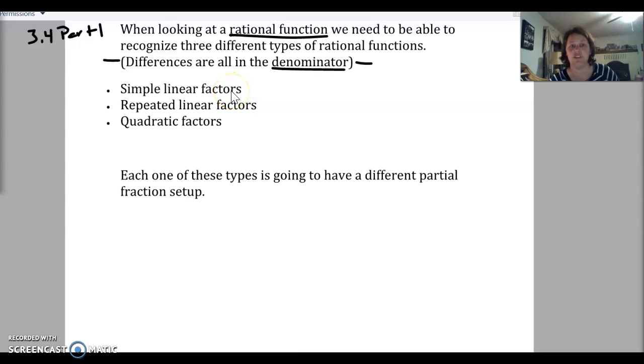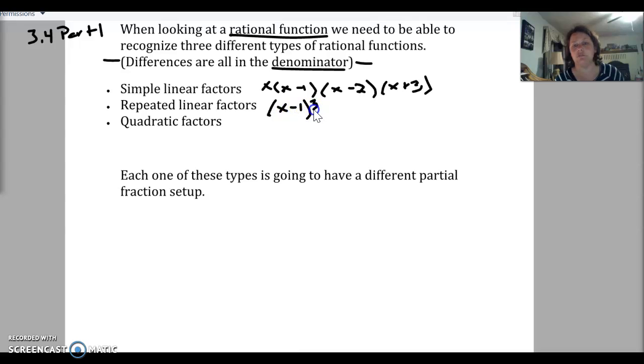So we are going to look for simple linear factors. The example that we just did, they were all simple linear factors. So an example of that would be x minus 1, x minus 2, x minus 3, x plus 3, we'll change it up a little, and then an x. Okay, so that's an example of just linear factors. Repeated linear factors, an example of repeated linear factors is if we have x minus 1 cubed, and then x minus 2 squared. So these linear factors would be repeated. We could write those out. So we have x minus 1 3 times and x minus 2 twice.